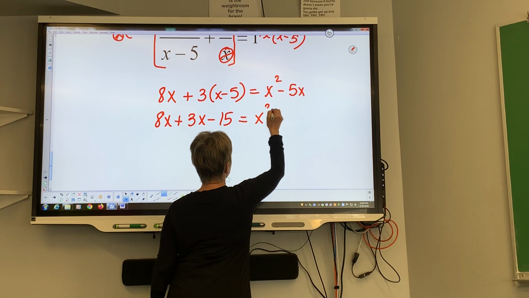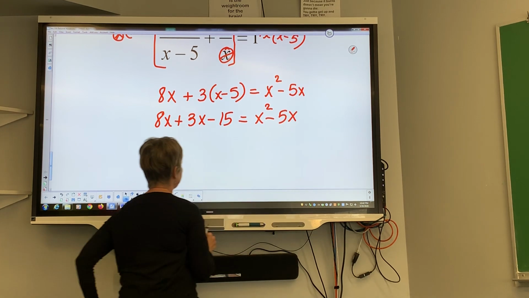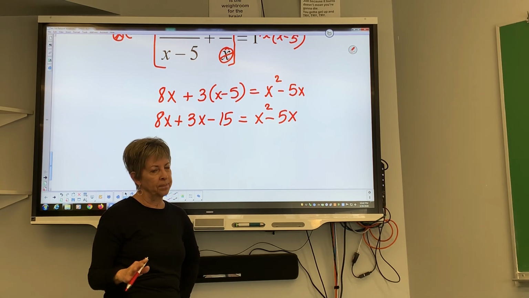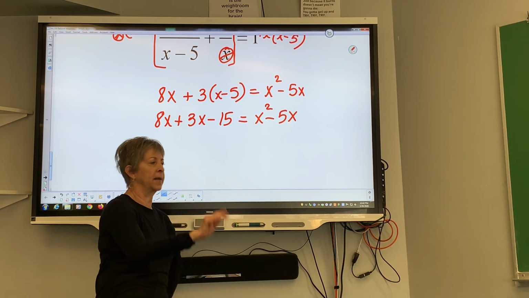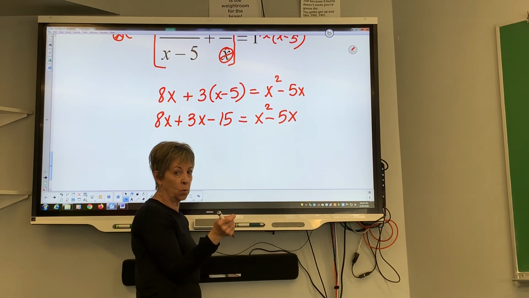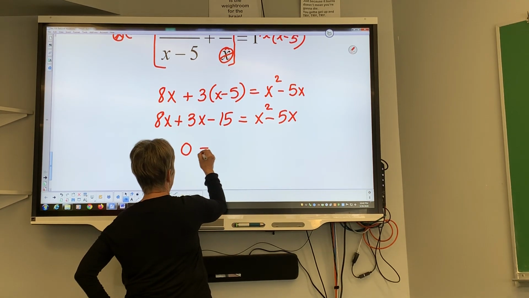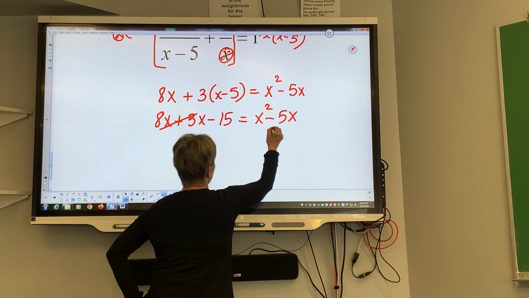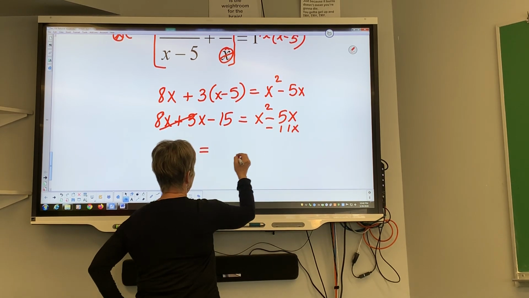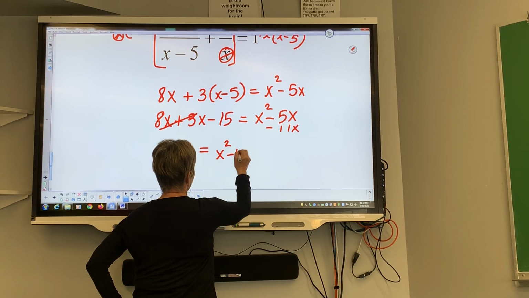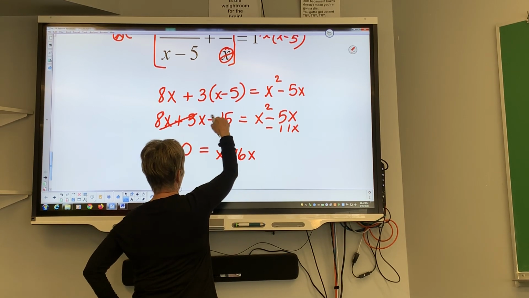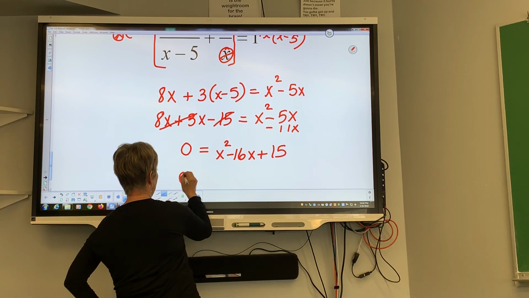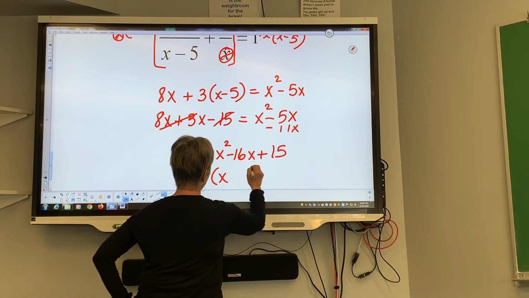And I see an x squared, so what does that tell me? I have to move everything to one side and get 0, and I always like keeping the squared term positive. So I'm going to move all this over there. So this is 11x. So when it moves over here, it's going to become negative. So I'll have x squared minus 16x. And when the 15 moves over, it becomes positive. So now I'm hoping this can be factored.